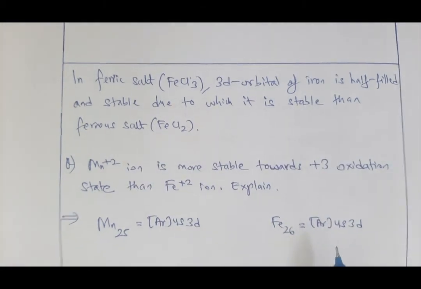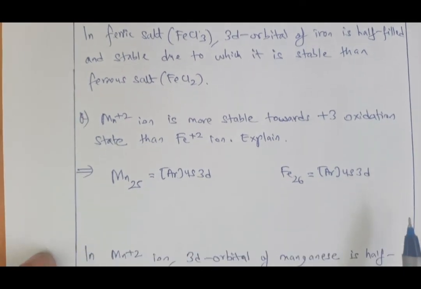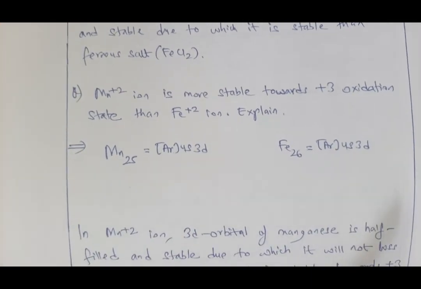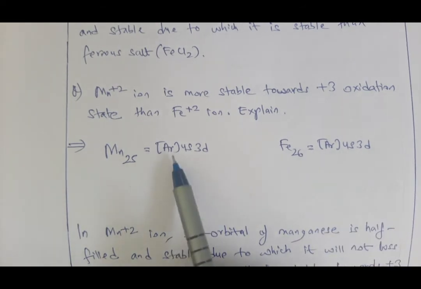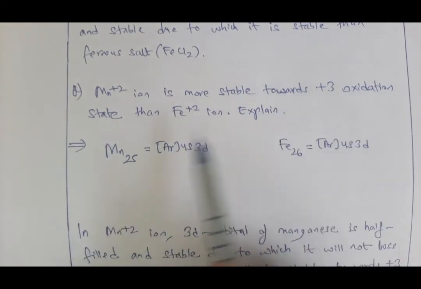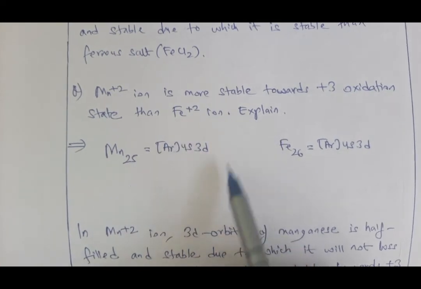Hope you all understood. These two are also important questions. Now we go to the third one. Again, this question has come in your board exam. And the question says: Mn2+ is more stable towards +3 oxidation state than Fe2+ ion, explain.